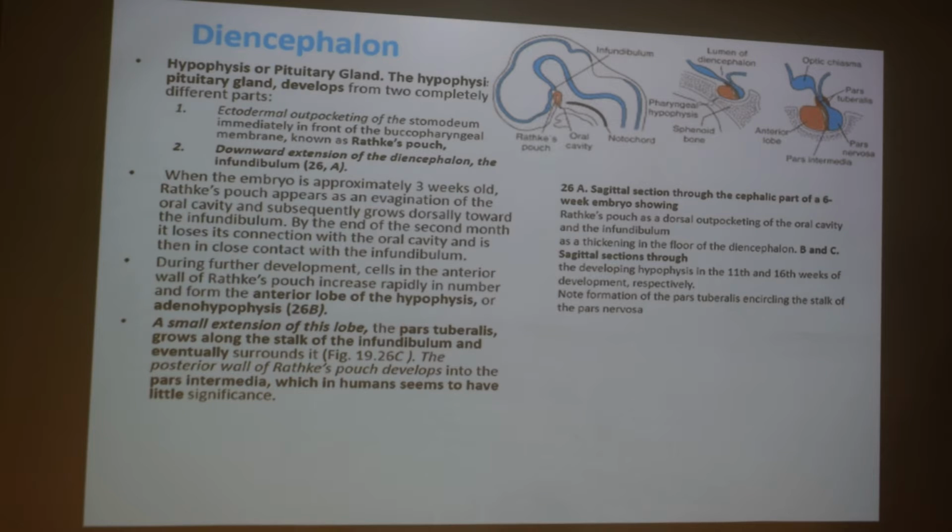Those two pouches, when they unite, you have the pituitary gland, the anterior pituitary coming from Rathke's pouch, the posterior pituitary, which you see here, coming as a diverticulum from the diencephalon. Both are ectodermal in origin.